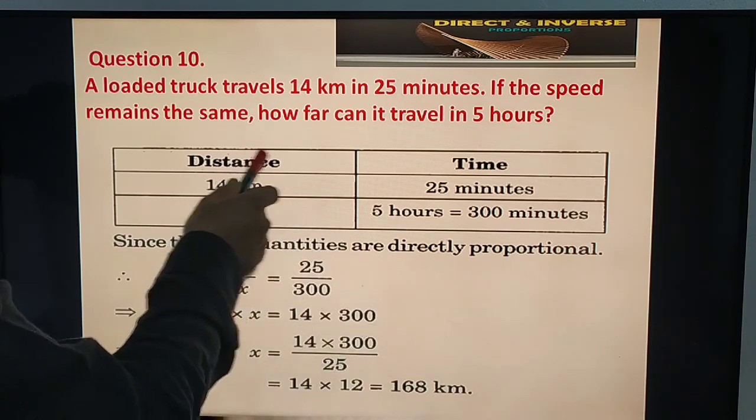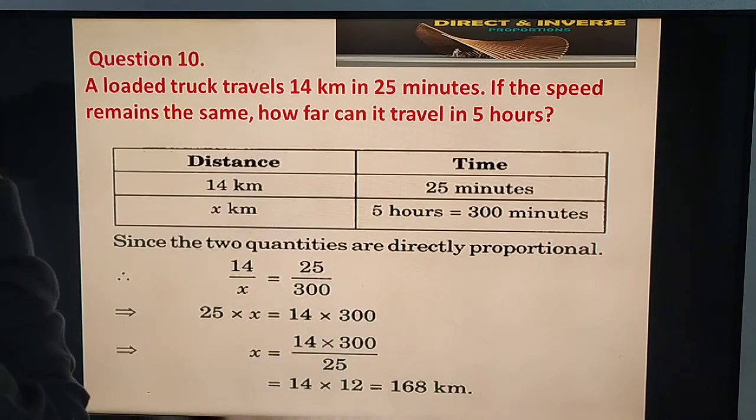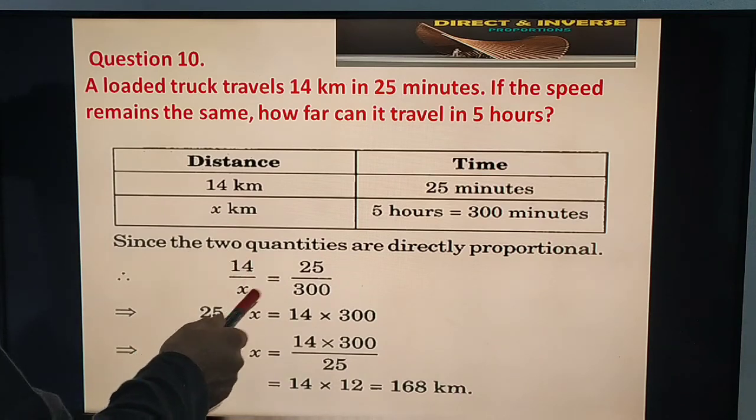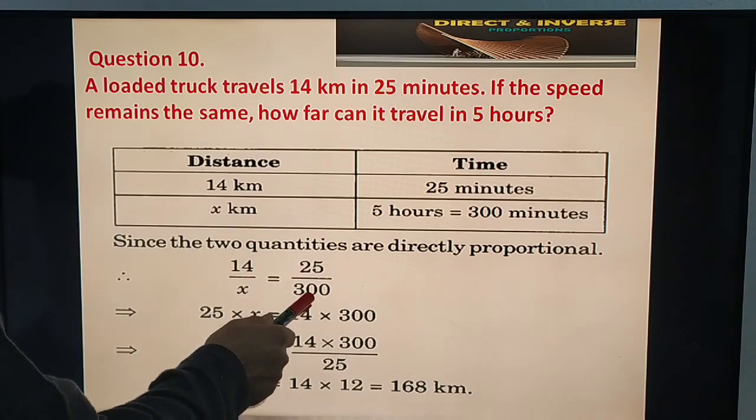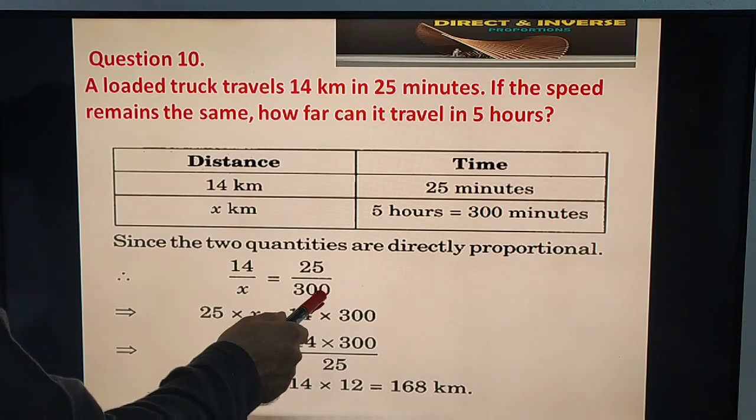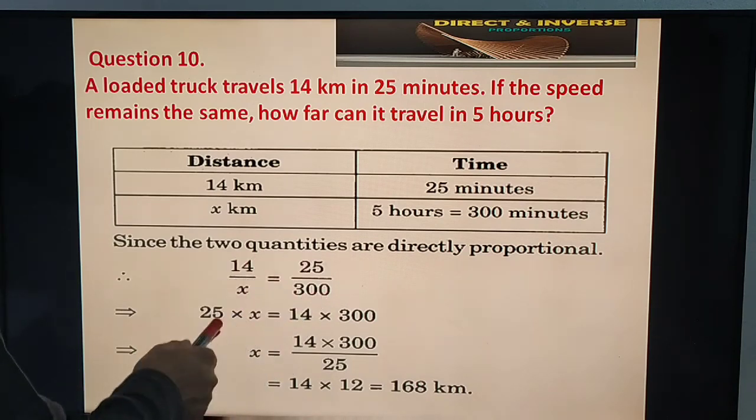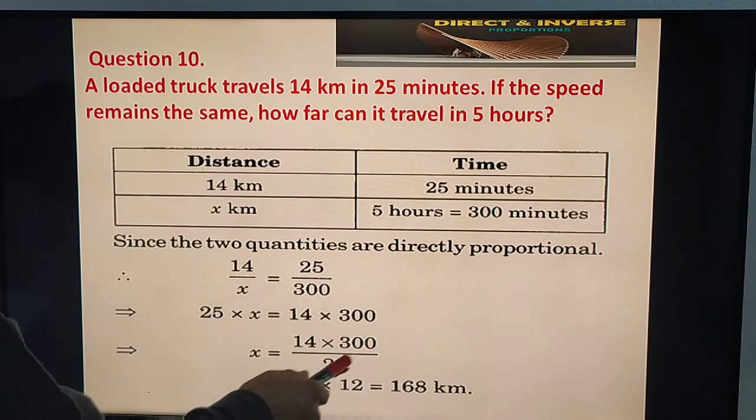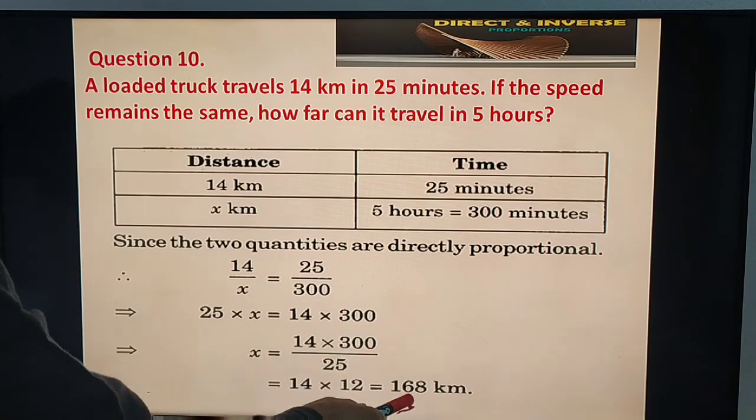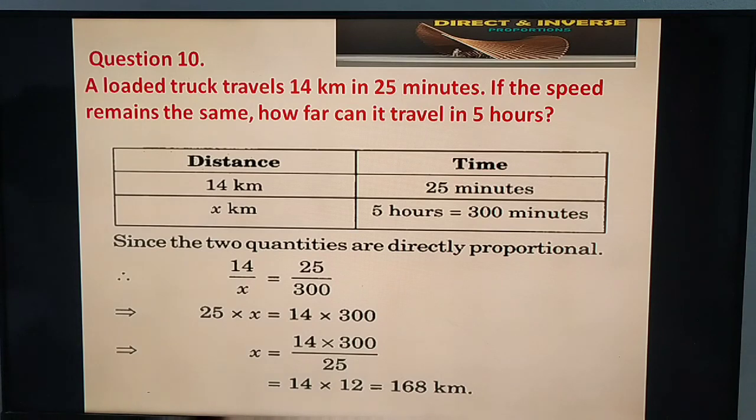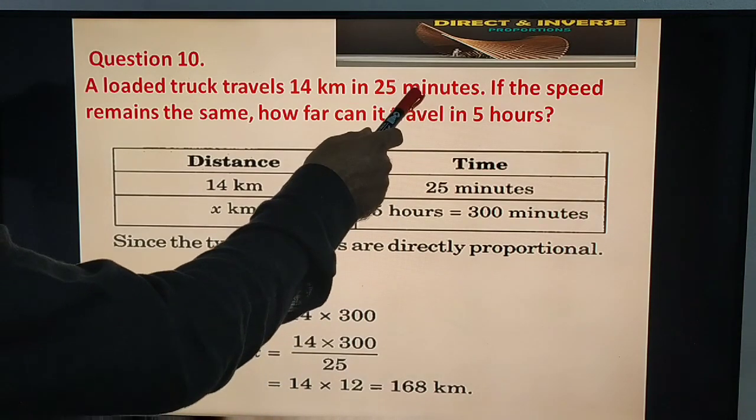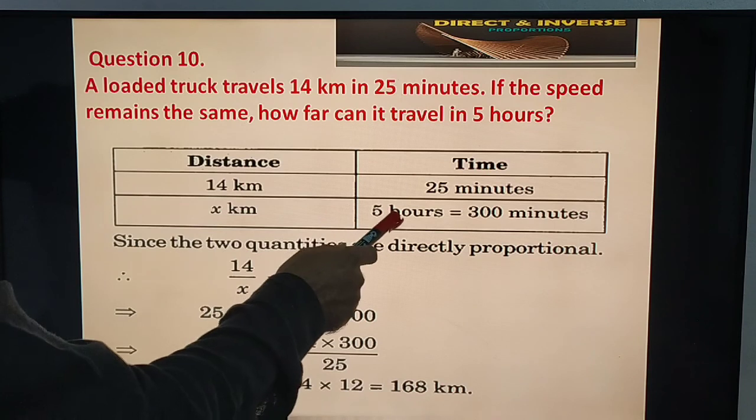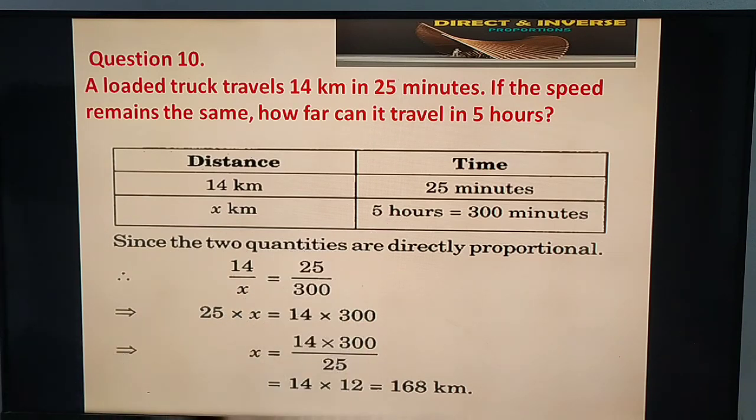So distance covered and time are in direct proportion. So 14 by x equals 25 by 300. These are 25 minutes and 300 minutes. So 25x equals 14 into 300. So x equals 14 into 300 by 25, that is 168 kilometer. So if the distance covered in 25 minutes is 14 kilometer, then in 5 hours the distance covered is 168 kilometer.